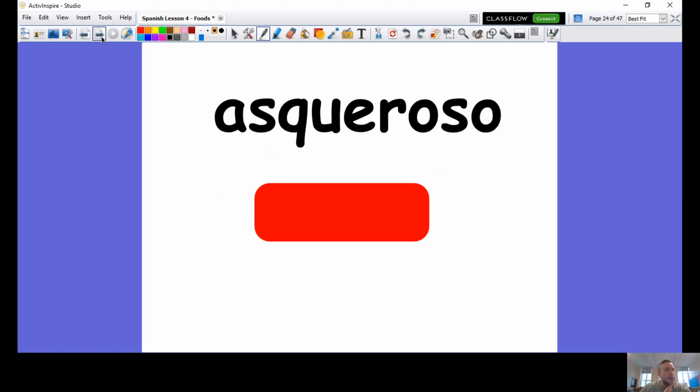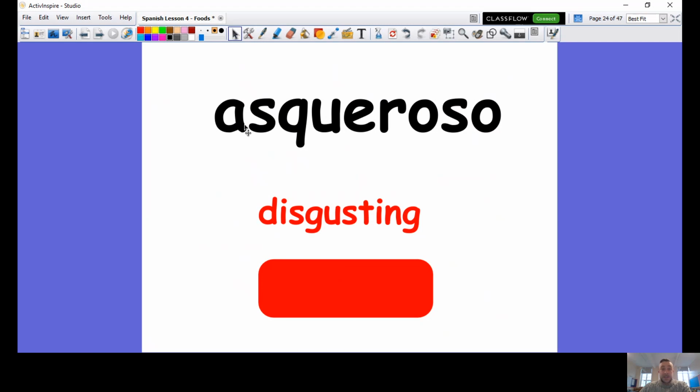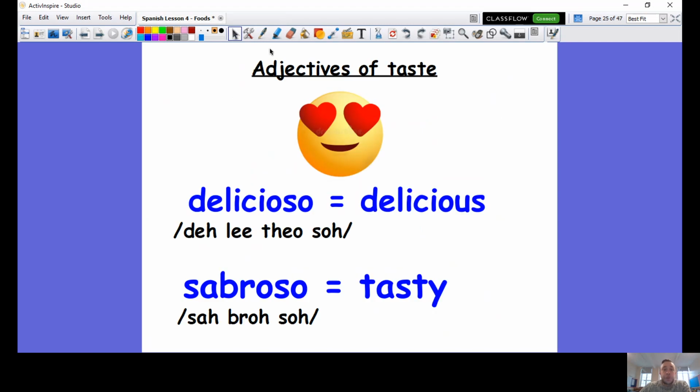Asqueroso. Asqueroso. Well done. That's exactly what it means. It means it's disgusting. Excellent. Now, you already know this big Spanish adjective. It describes taste when we're talking about foods. And we've already said it is delicioso. And it means delicious. Today, I have another adjective for you.